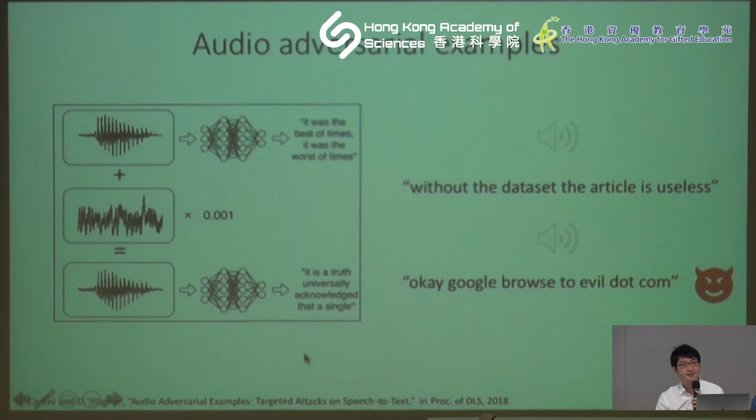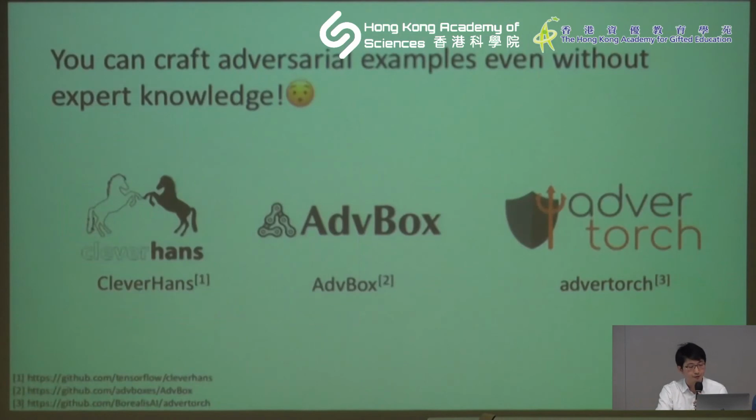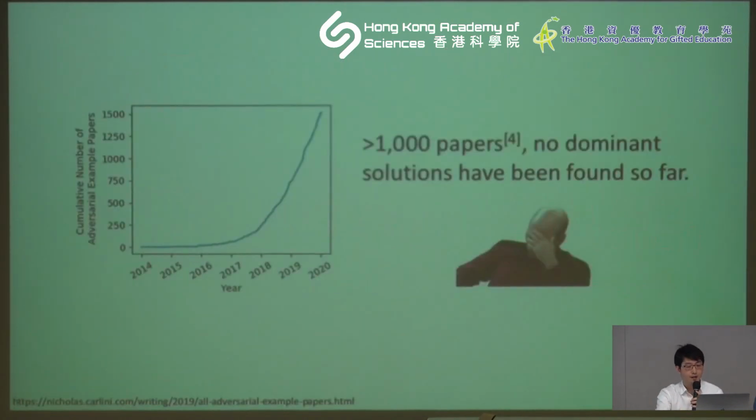So it sounds the same, but now the machine will consider it as something else. If we presented that to the machine, it would say, okay, Google, browse to evil.com, which is a malicious website containing some phishing content. And that could be the stepping stone for other advanced attacks to compromise your phone. So you can see there are a lot of research efforts on these aspects, trying to adversarially undermine the robustness of machine learning models. You can even corrupt these samples without expert knowledge through automated tools and open source projects online.